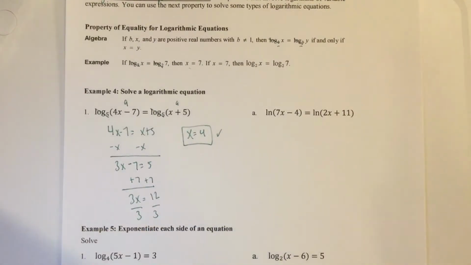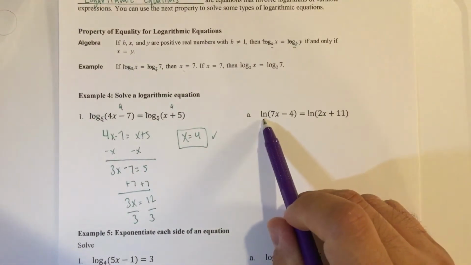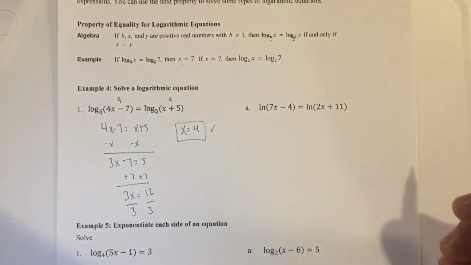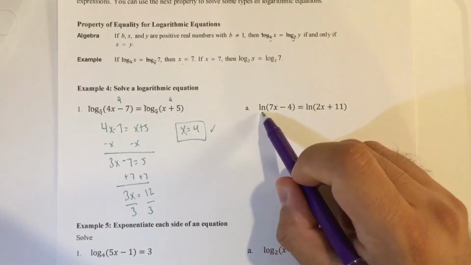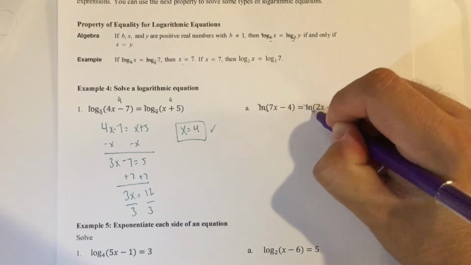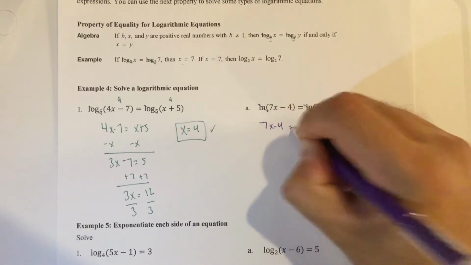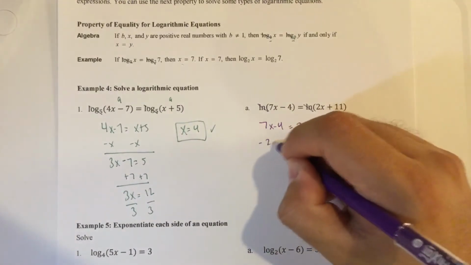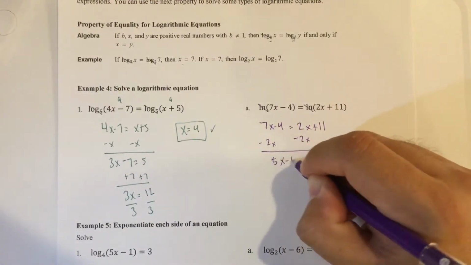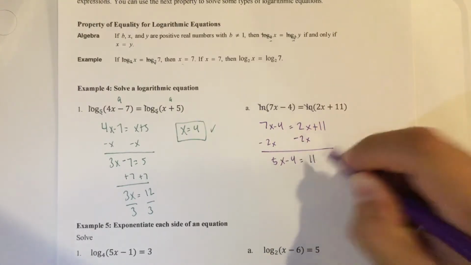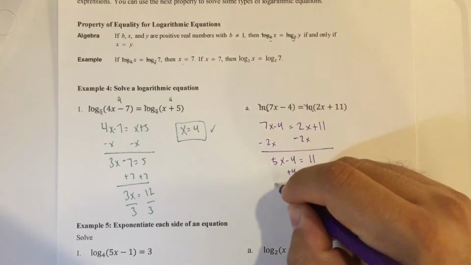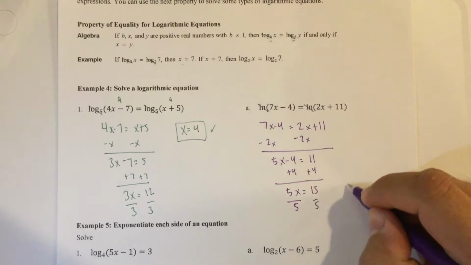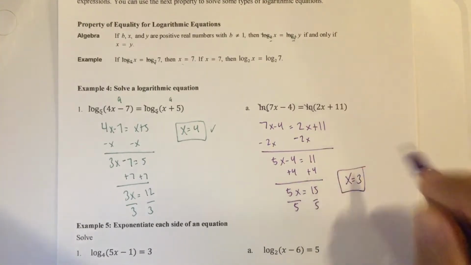All right, for the second example, we have ln, which we hopefully remember is log base e. So ln of 7x minus 4 equals ln of 2x plus 11. Our logarithms are the same, so we can cross those out. And now we have 7x minus 4 is equal to 2x plus 11. Just like before, I bring my variables to the left side, so I'm going to subtract 2x. I'm going to add 4 to the other side to isolate my x. Divide by 5, and x equals 3.